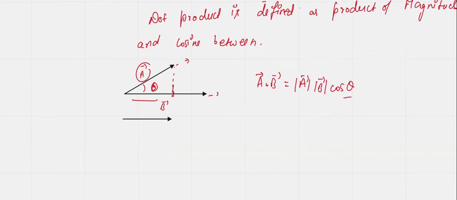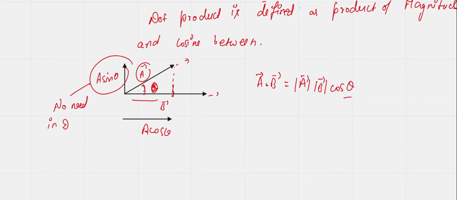And what is the value of this? We have already studied it. If this is theta, then this is A cos theta. Although I don't need the perpendicular part, you can write it because we need the same thing in the vector product. So this is A sine theta. I don't actually need this in the dot product.